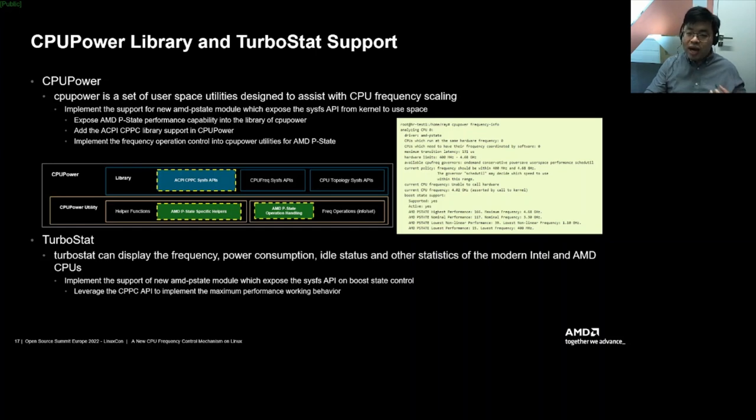And we also add general ACPI CPPC sysfs APIs into this library. Then the user can control the cpupower tool to manage the AMD P-State module. And the turbo state will be the next step we would like to support, for displaying the frequency and power consumptions, idle status, and so on. That's definitely a very famous tool in the community.